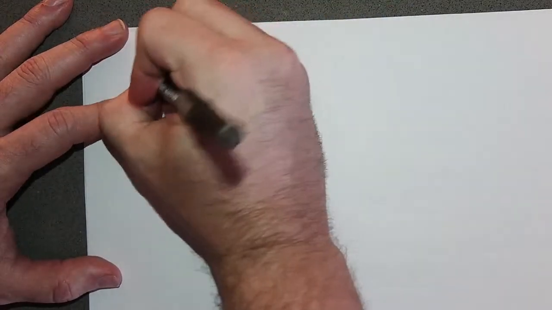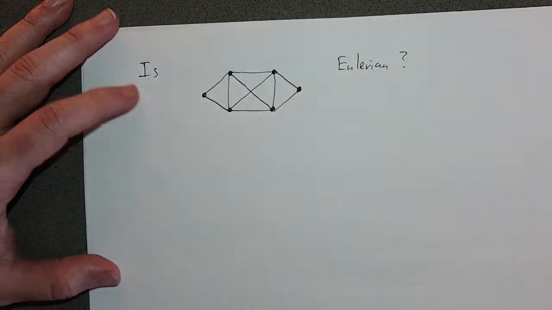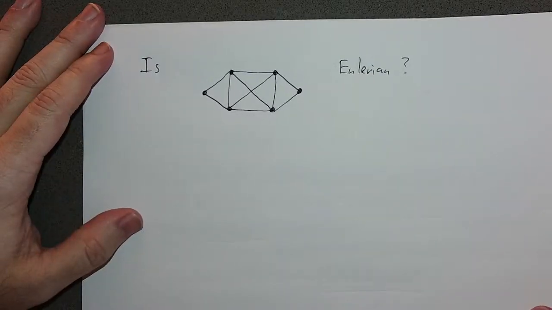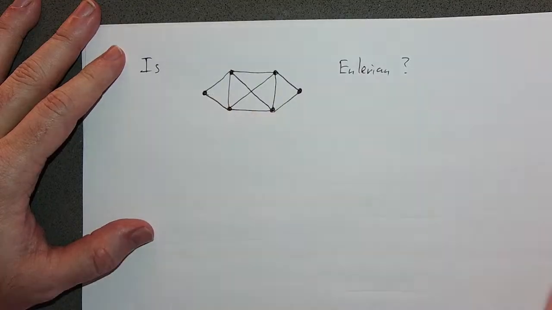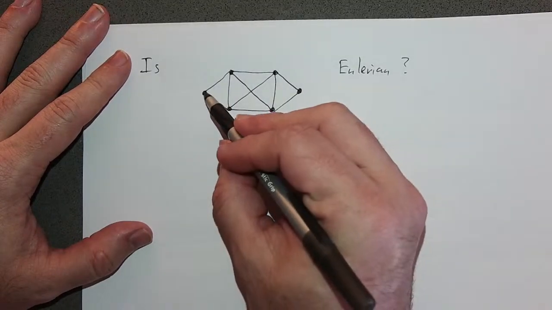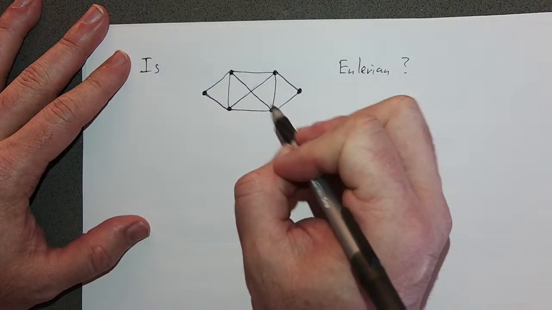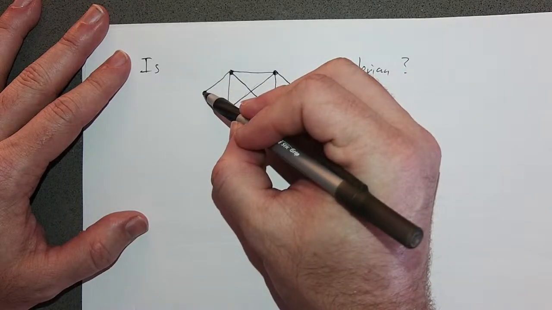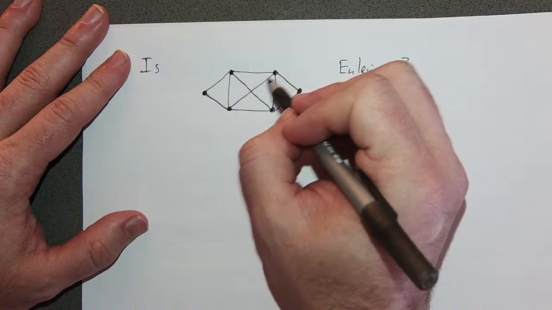Is this Eulerian? Well, I'm going to start here and just see if at this vertex I can find an Eulerian circuit. That doesn't hit all the edges. Well, maybe I just screwed up there, right? Let's start here again. I can go here, here, here, here, here.